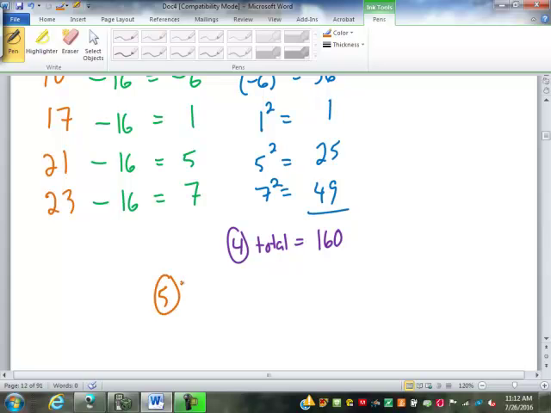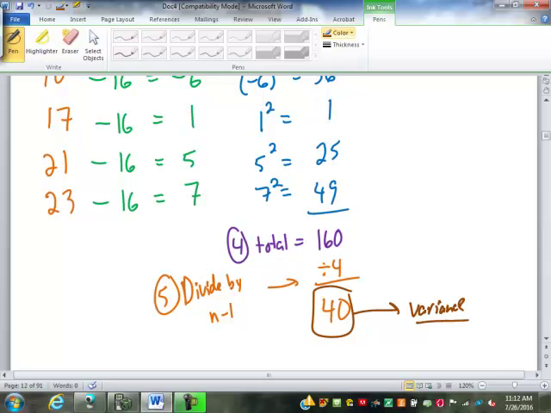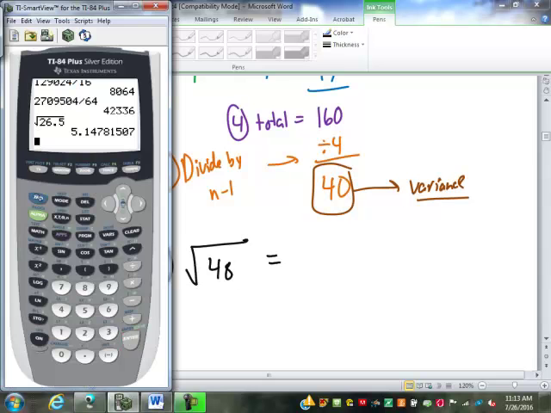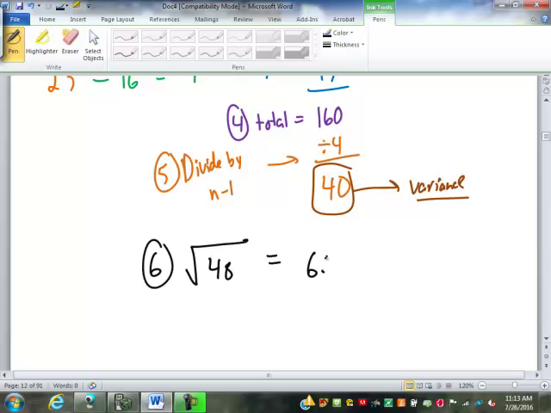Step 5. Divide by n minus 1. So we're going to divide by what here? 5 minus 1, which will be 4. So we get 40. Now 40 would be the variance again. But again, we're not looking for the variance. We are looking for the standard deviation. So we have to do step 6, which is square root of 40. The square root of 40 gives us 6.32. That is our standard deviation.